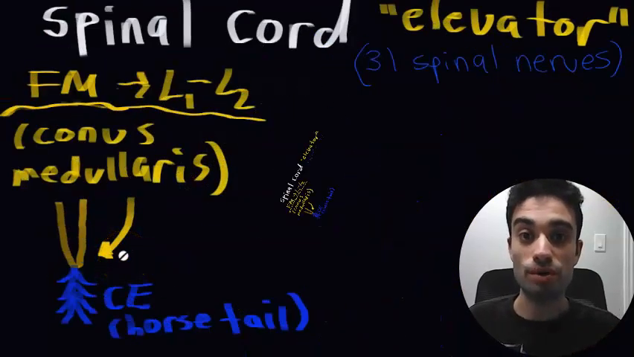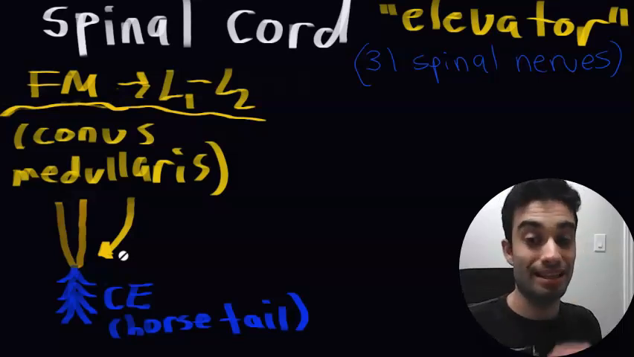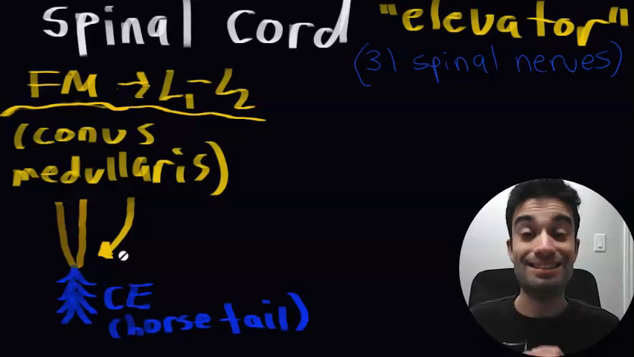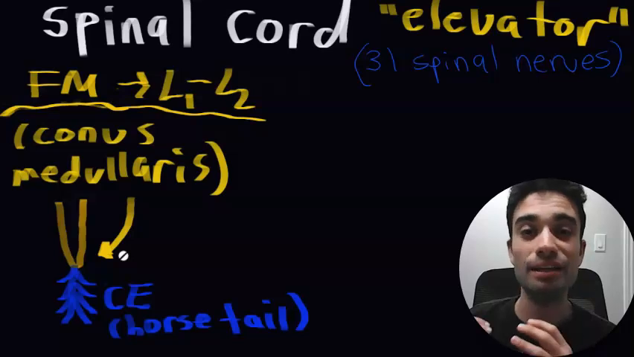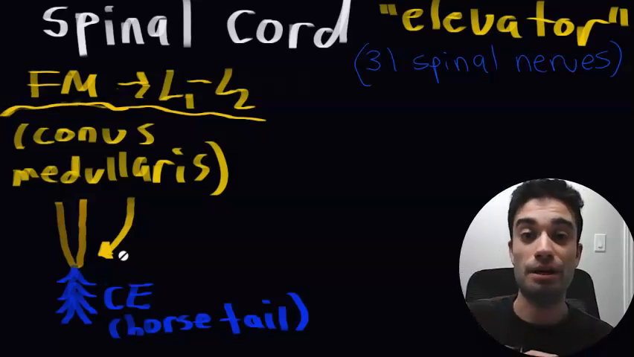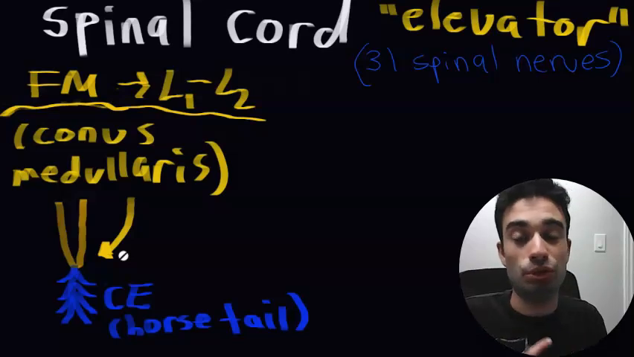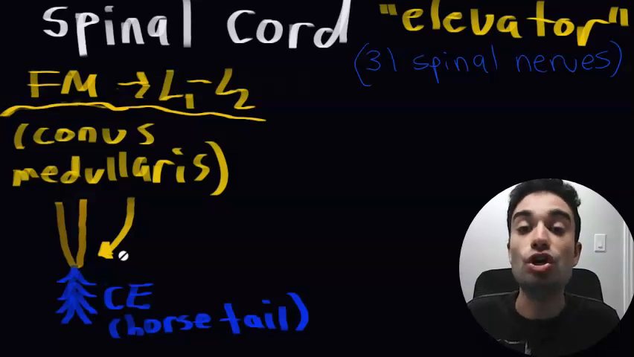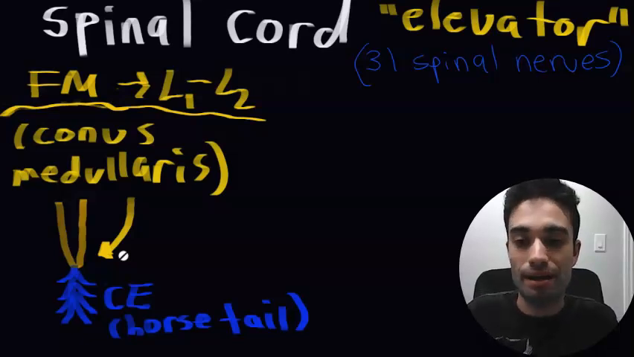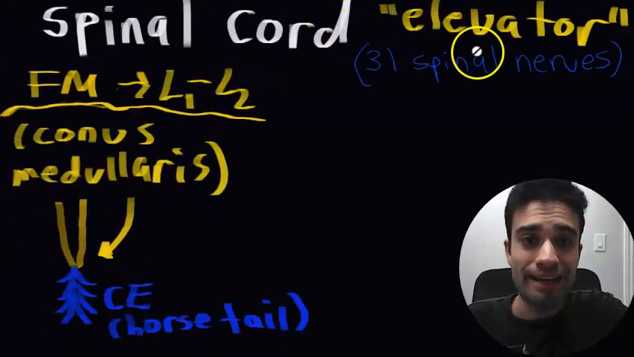And just below the conus medullaris, you have the horse's tail, the cauda equina, which is the extension that contains spinal nerves. I know I mentioned spinal nerves, but these are actually spinal roots that will eventually become spinal nerves as they pass through the intervertebral foramina. So the cauda equina is a collection of nerve roots that will eventually become spinal nerves of L2 through S5 as they exit the intervertebral foramina. Hope that makes sense.